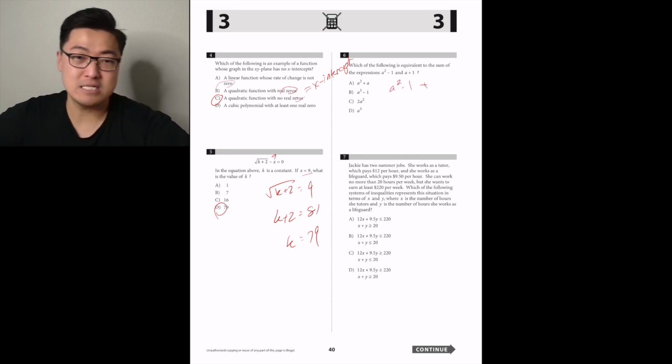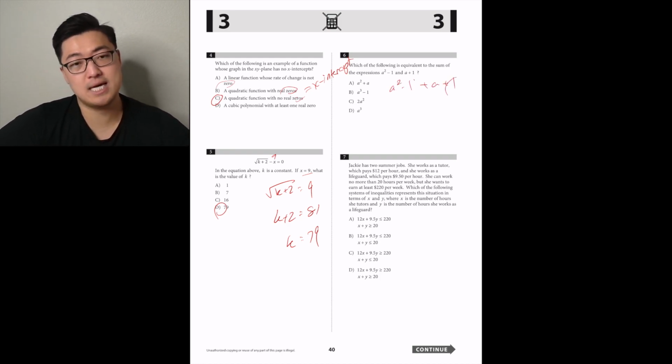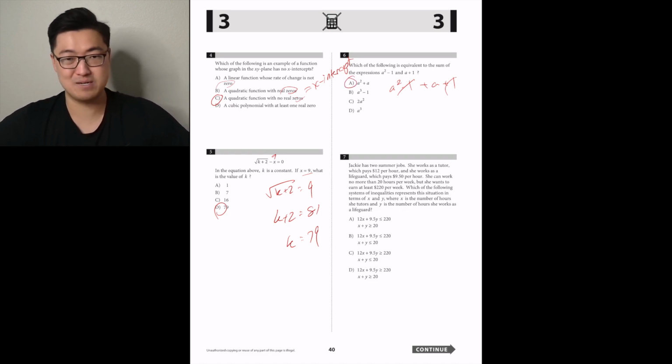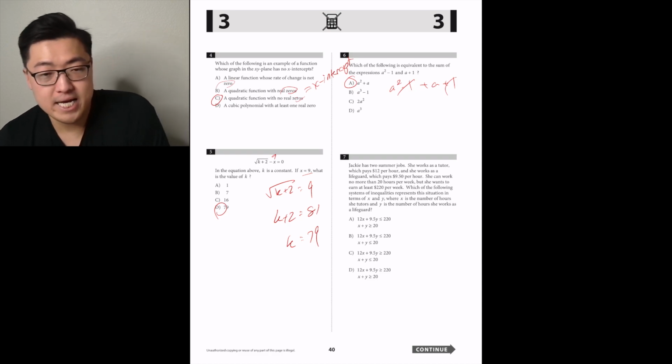That was nice. Which of the following is equivalent to the sum of the expressions a squared minus 1 and a plus 1? So you add those together. The minus 1 plus 1 cancel out. You get a squared plus a, right? A.